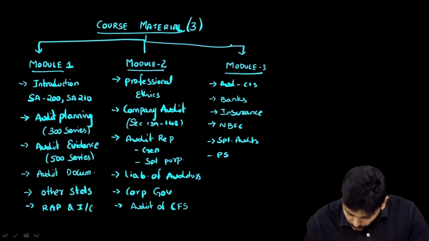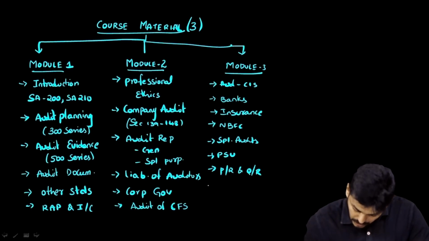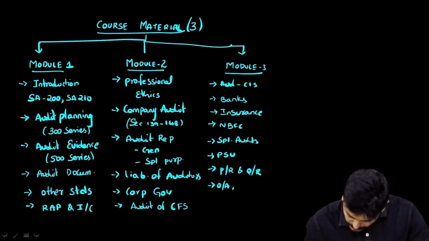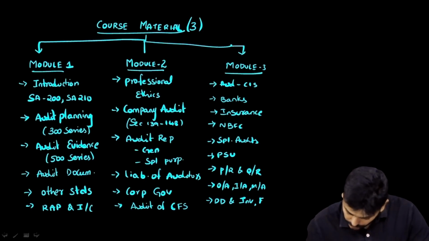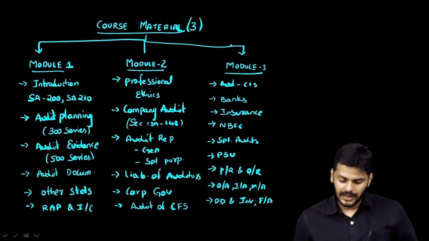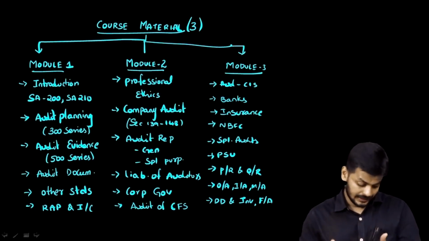Then audit of PSUs and peer review and quality review. Operational audit, internal audit and management audit, that chapter will be covered. Due diligence and investigation along with forensic audit, that piece also will be covered. And anything else, I think that's it. That's what we have here. So these are all the things that I'll be covering in the third module.